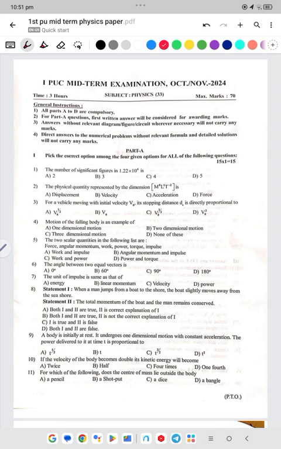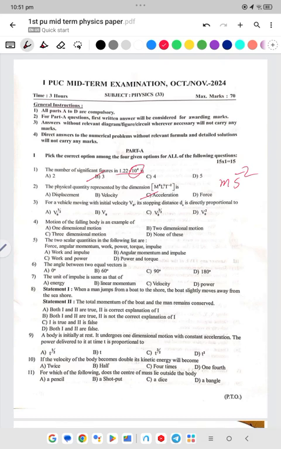Number of significant figures in 1.22 × 10^4. In this, we will neglect the 10^4 and the remaining non-zero numbers are 1, 2, 3. So the option is 3. Next one is the physical quantity represented by the dimensions M^0 L^1 T^-2. It is acceleration, because the unit is meter per second square.